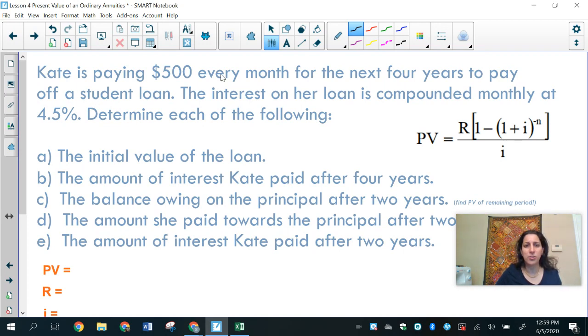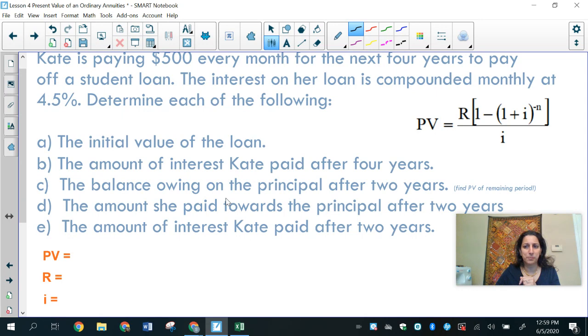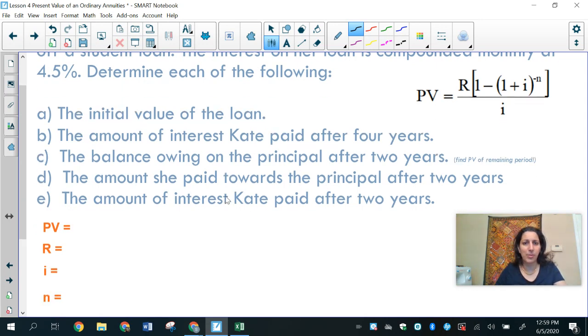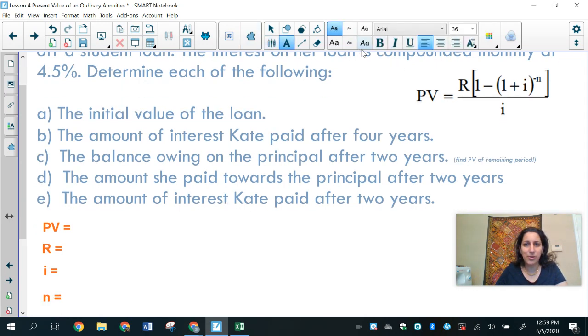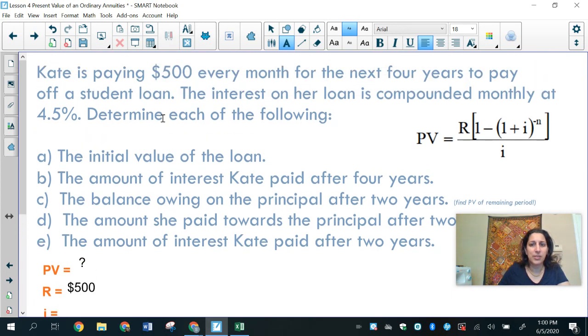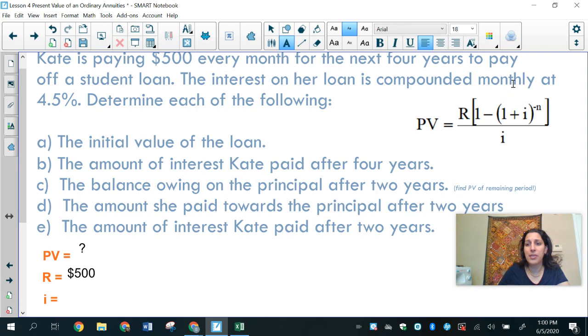So Kate's paying $500 every month, and she's doing that for the next 4 years to pay off a student loan. She got a rate of 4.5%. So using the formula, let's list my parameters. PV is what I don't know. My R is my payment, 500. So she's paying 500 bucks. Her interest rate is 4.5. Now, is this compounded? Oh, it's compounded monthly.